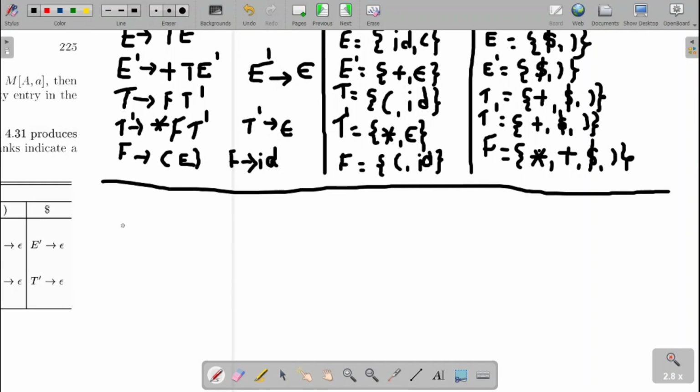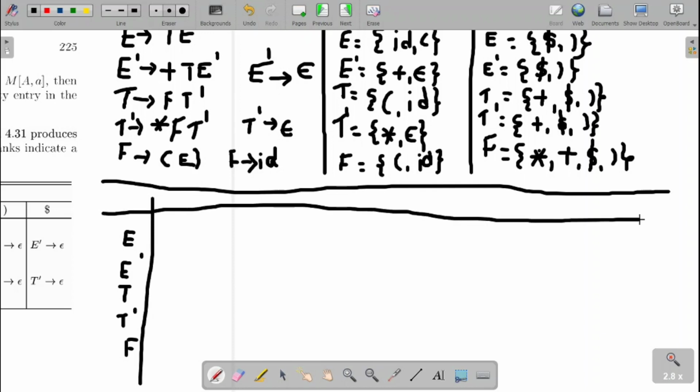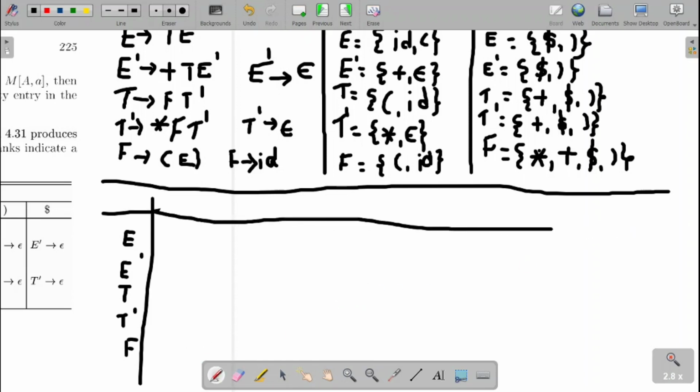So on this side we write all the non-terminals. The non-terminals are E, E dash, T, T dash and F. So all the non-terminals are written on one side. Right? Next, along the columns we write all the terminals.